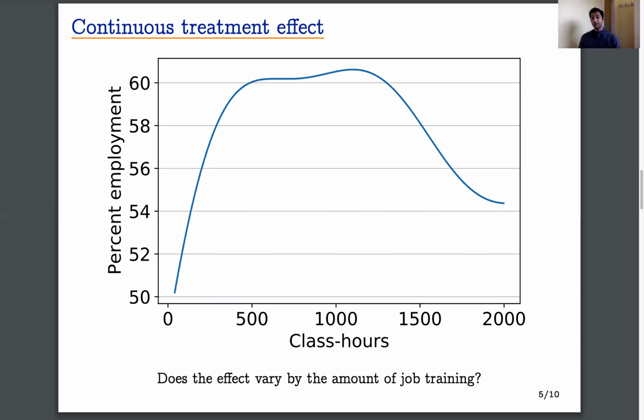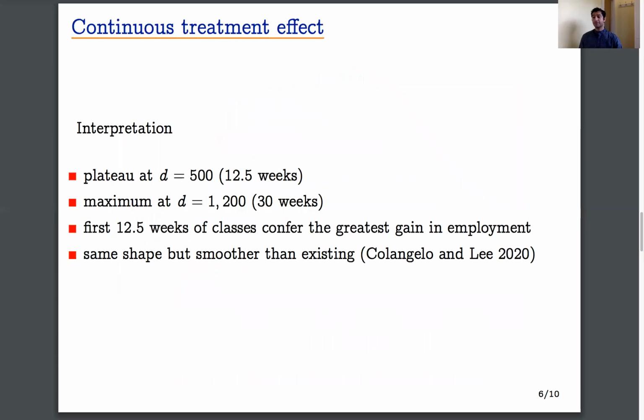Now, let's focus on our first counterfactual question. Does the effect vary by the amount of job training? And the answer is yes. On the horizontal axis, we have class hours, and on the vertical axis, we see the counterfactual level of employment. To summarize what we see in this plot, there's a plateau at about 12.5 weeks of training and a maximum at 30 weeks of training. The first 12.5 weeks confer the greatest gain in employment. And the estimate we have here has the same shape, but is smoother than existing work.